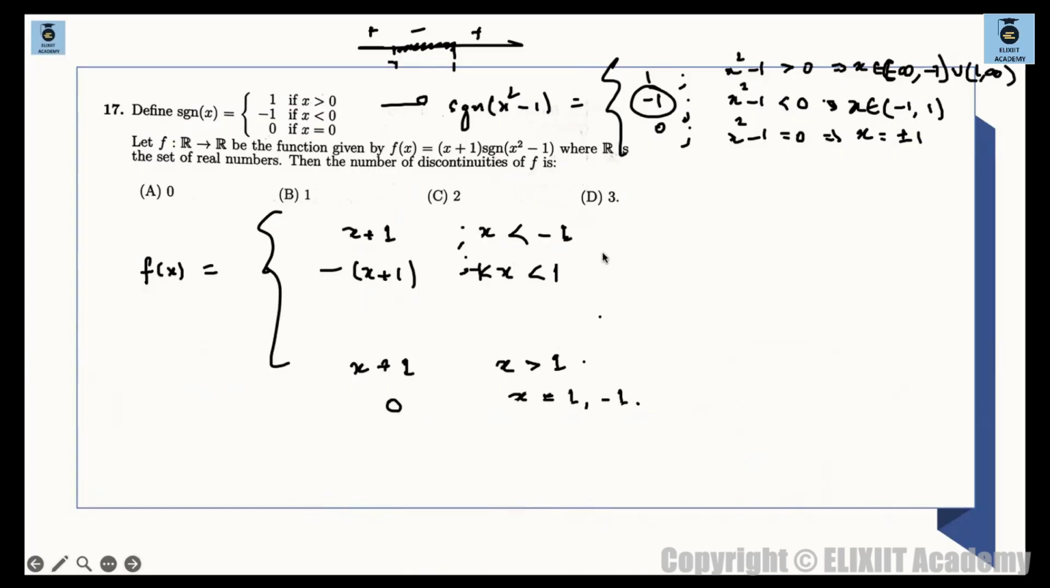Now that we have the definition of the function, we can comment on the continuity and discontinuity. So what we do is check the continuity of this function at all these points.